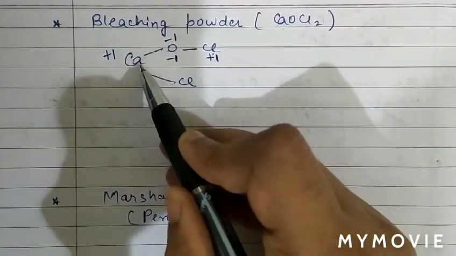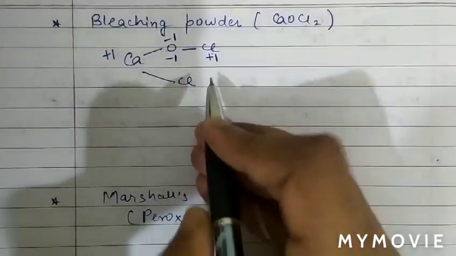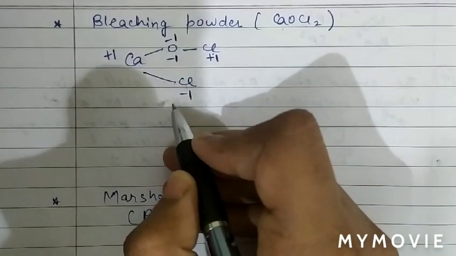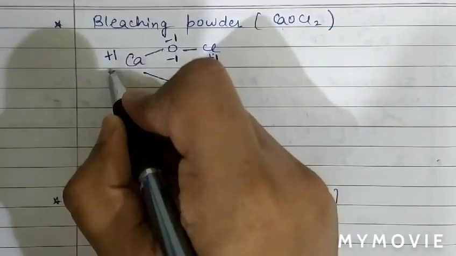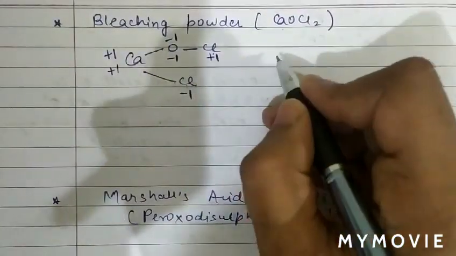Now see the other bond formed between calcium and chlorine. In calcium and chlorine, the electronegativity of chlorine is more. Therefore, due to this bond, there is a -1 charge on the chlorine atom, and due to this bond, there is a +1 charge on calcium. Now we can see that there are two chlorine atoms.